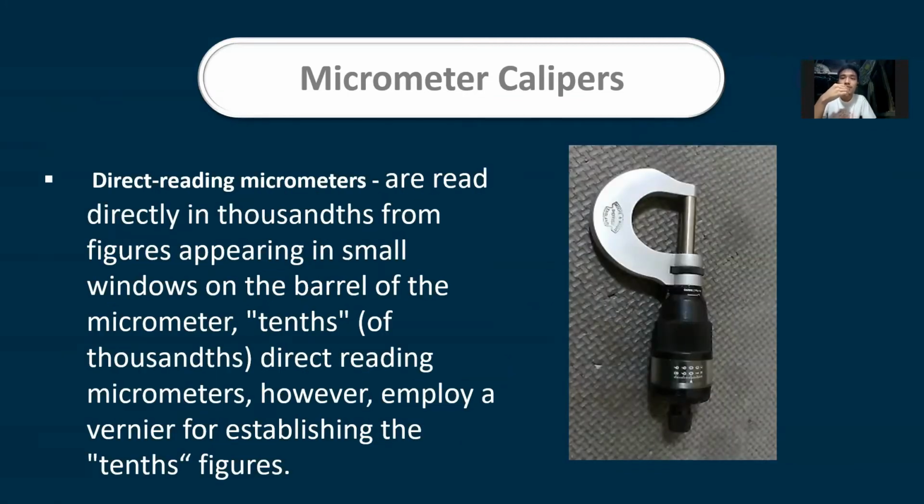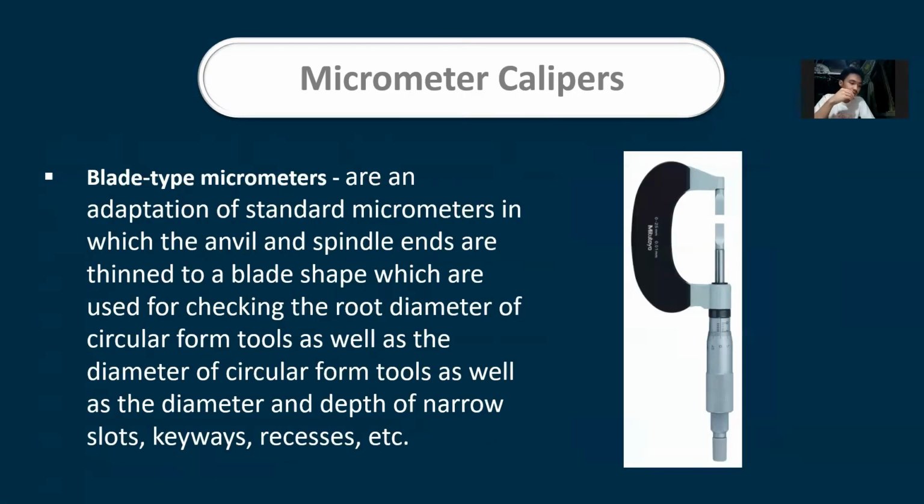Direct reading micrometers are read directly in thousands from figures appearing in small windows on the micrometer. Tenths. Direct reading micrometers, however, employ a vernier for establishing the tenths figures. Another type of micrometer caliper is the blade type micrometers, which are an adaptation of standard micrometers in which the anvil and spindle ends are pinned to a blade shape, which are used for checking the root diameter of circular form tools as well as diameter of circular form tools, such as slots, keyways, recesses, etc.